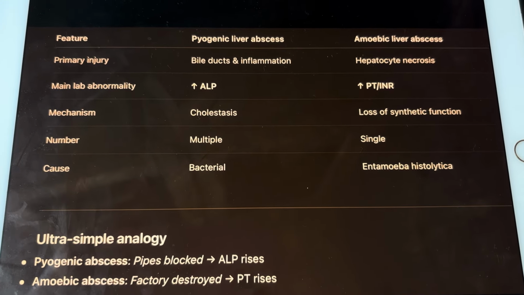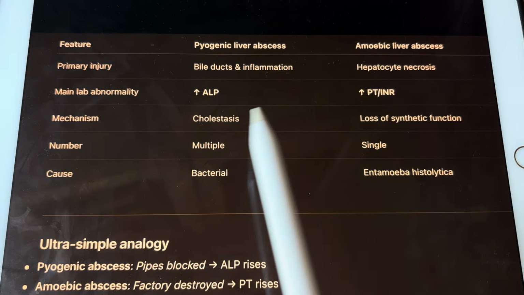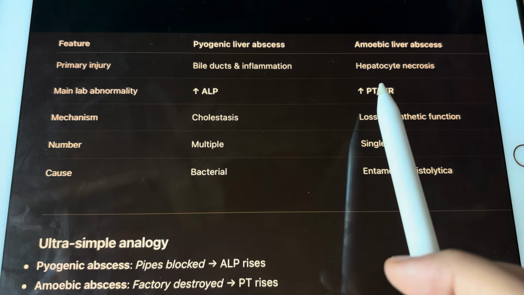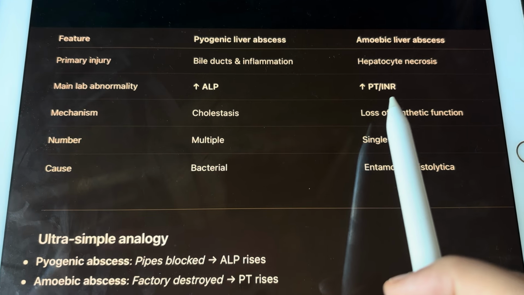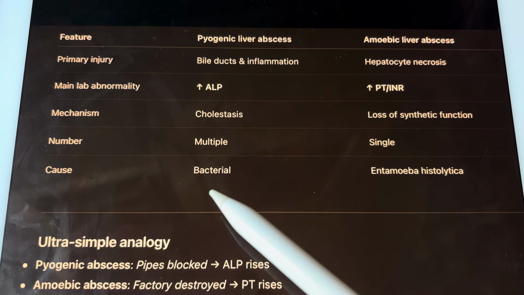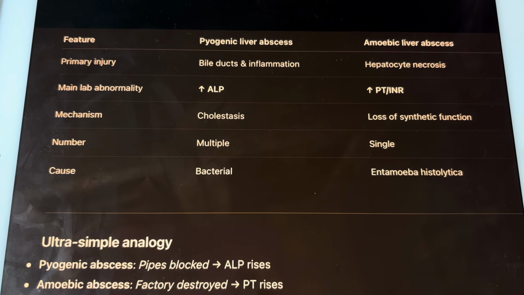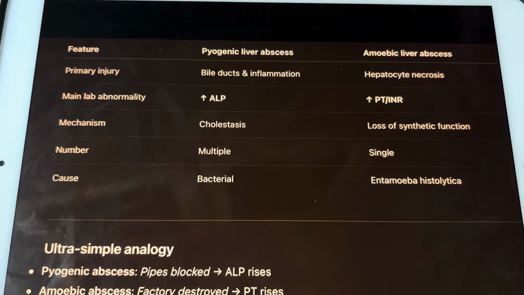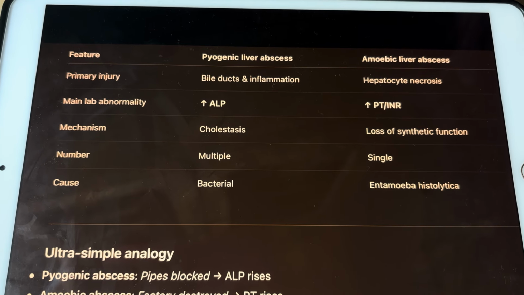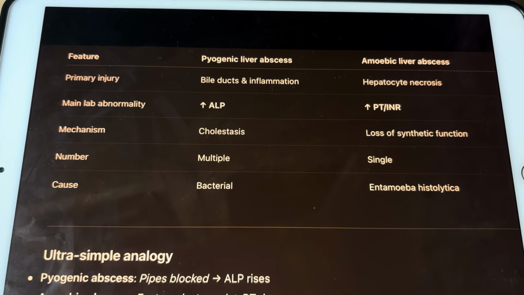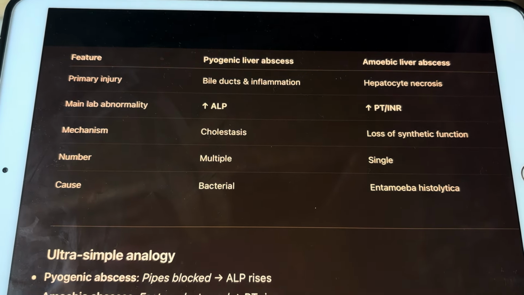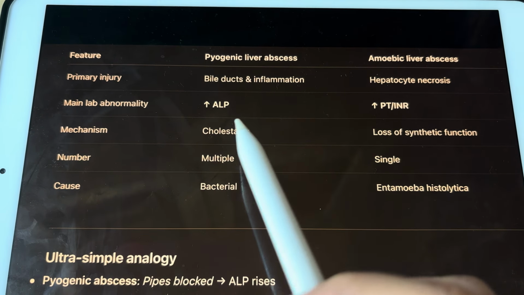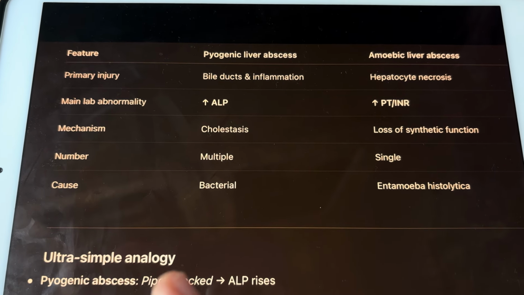Okay. So in this table randomly you will just see that in pyogenic liver abscess ALP is increasing, but in amoebic liver abscess PTINR is increasing. So I was like, why is this happening? Like, what is the logic? How am I supposed to just rote learn this? Right, I'll remember it for 2 days, but what about after that? There has to be some intuitiveness in facts also, right? So there has to be some logic why this happens. So I studied and I realized that it's all in the pathology of it.